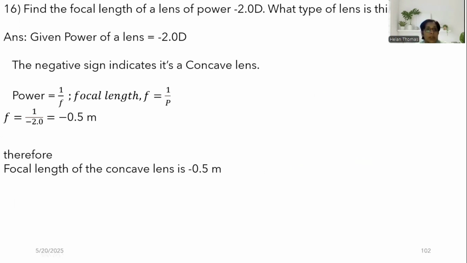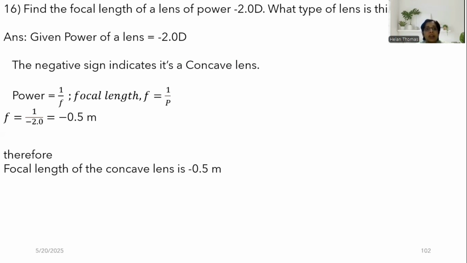And the 16th question: find the focal length of the lens of power minus 2.0 D. What type of lens is this? Whenever you see the minus sign, you know it is a concave lens. So given the power of the lens, minus 2.0 diopters, the negative sign indicates it's a concave lens, and you know the power is equal to 1 by focal length. So the focal length F is equal to 1 by P. Remember, when you solve it, your focal length will be in meters as your power is in diopters. Therefore the focal length of the concave lens is minus 0.5 meter.